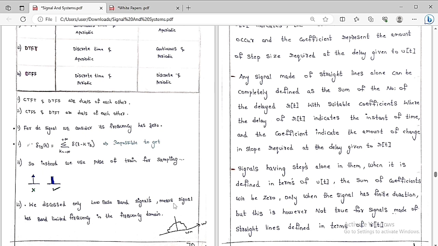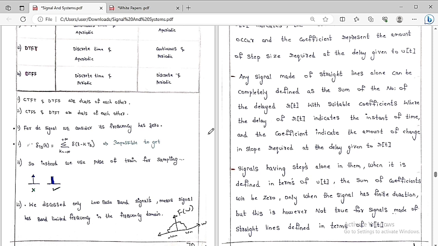So this is omega m and this is minus omega m. This is a signal we have discussed, but only up to a certain limit; the frequencies are there only up to that limit, and after that the amplitude is zero. I want to tell you that we have discussed only band-limited frequencies, from zero. So we discuss only low pass band signals, meaning these signals have frequencies from zero to omega m. Only this range of frequencies we have discussed, not above this one.